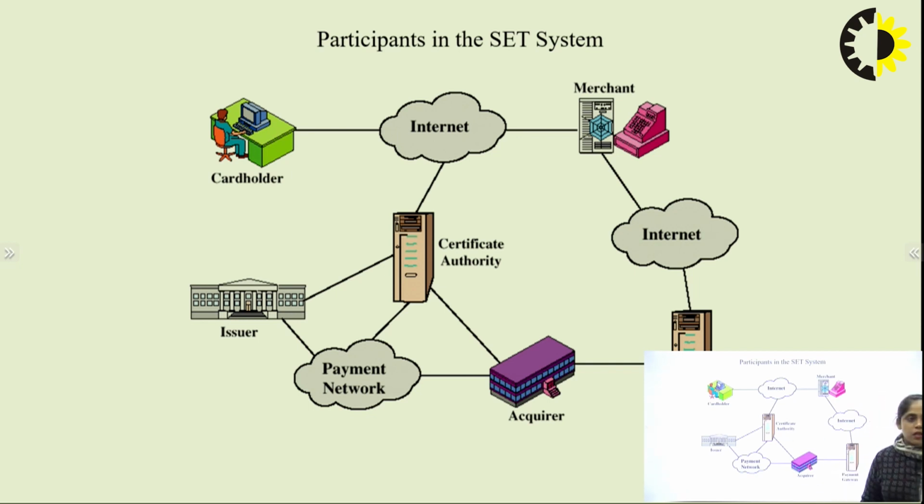and certificate authority. 1, 2, 3, 4, 5, 6. Six entities are available in this complete SET system, and each entity is attached to another entity using the network, the internet. The card holder has the card, the merchant is the one through which you perform the transaction, and the payment gateway is what you use for performing your payments. The certificate authority will provide the certificates to the acquirer and issuer.